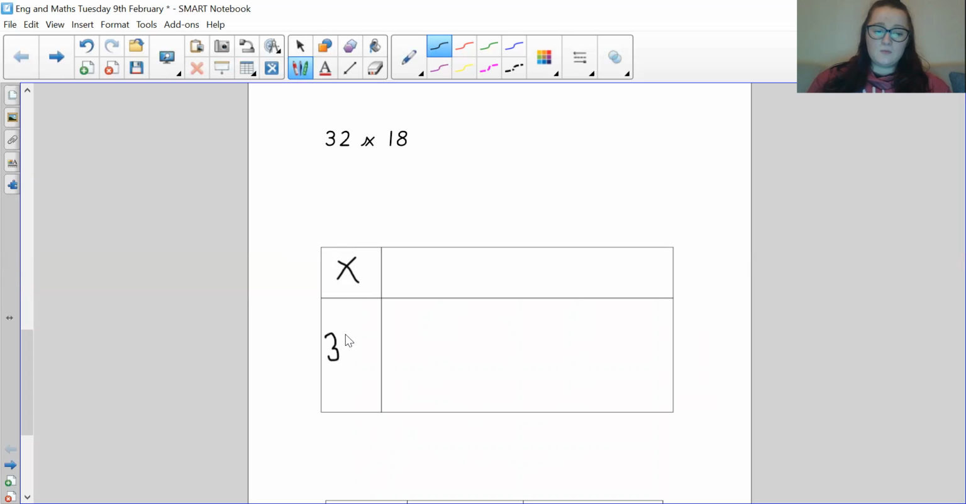Put my 0 for my 0 ones. Now 18 to my nearest 10, would it be 10 or would it be 20? Well, it'll be 20, wouldn't it? So I'm going to put 20 in there.